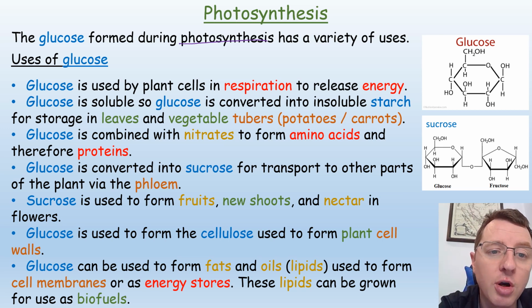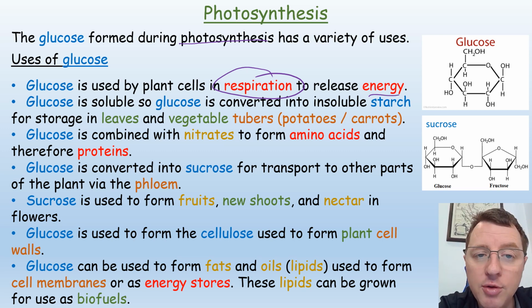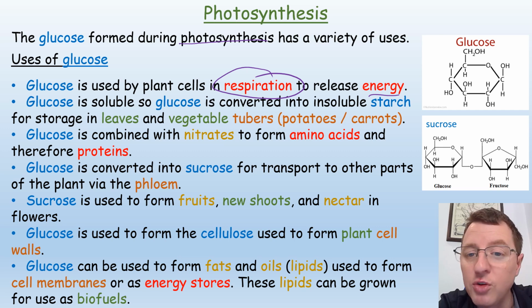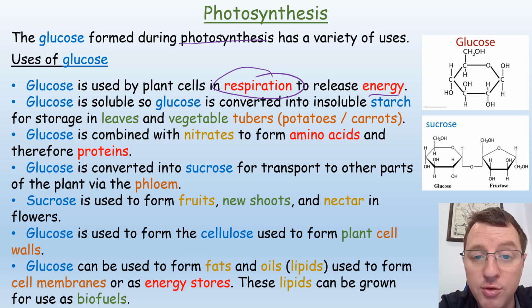For example, glucose is used by plant cells in respiration to release energy, particularly in the cells that are underground, like the root hair cells, which need a lot of energy for active transport, but they cannot photosynthesize because there's no light underground.